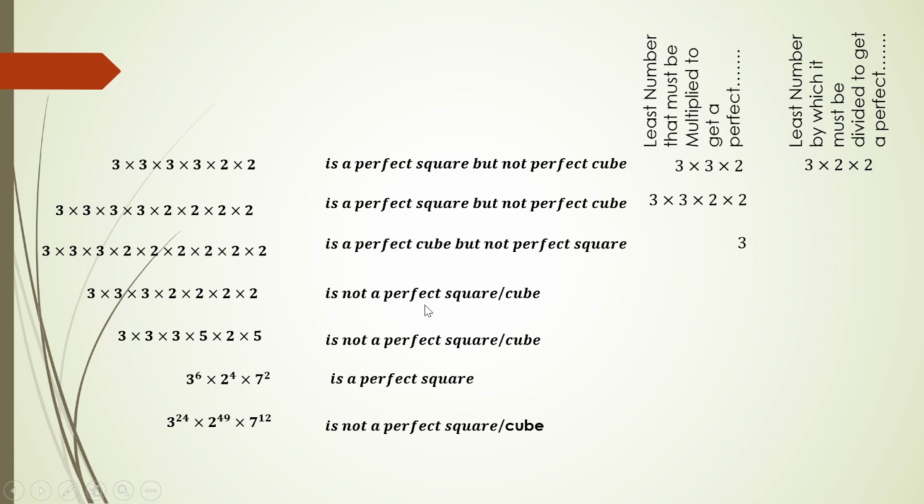It's not a perfect square, perfect cube. To make it a perfect square, 3 3, 2 2, 2 2, we must supply a 3. To make it a cube, 3 3's, 3 2's, 2 2's must be supplied. So to make it a perfect square, the least number to be multiplied is 3. And to get a perfect cube, we must multiply by 4. In a similar way here, we must multiply by 6 to make it a perfect square, and by 20 to make it a perfect cube.